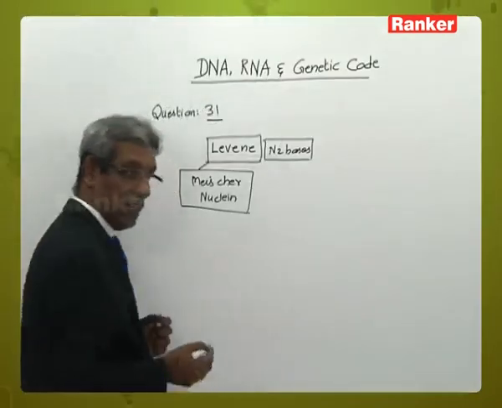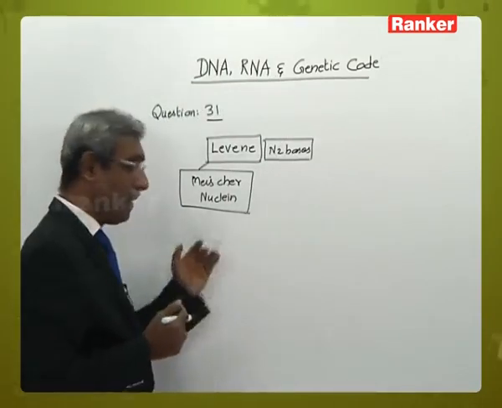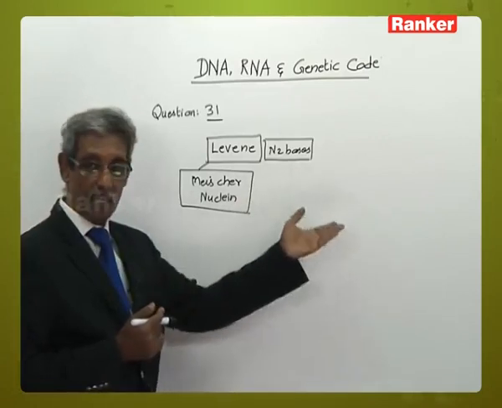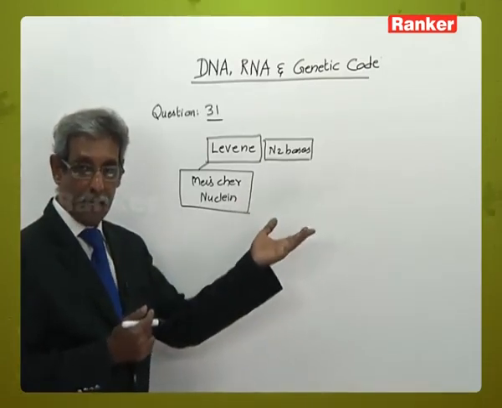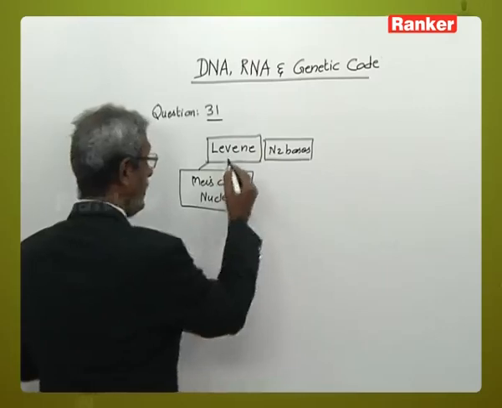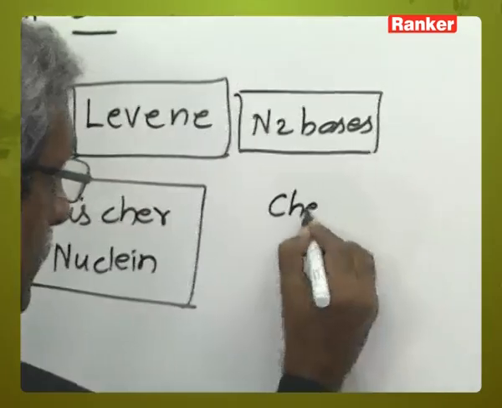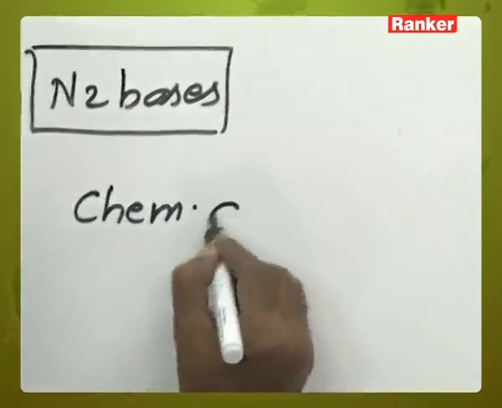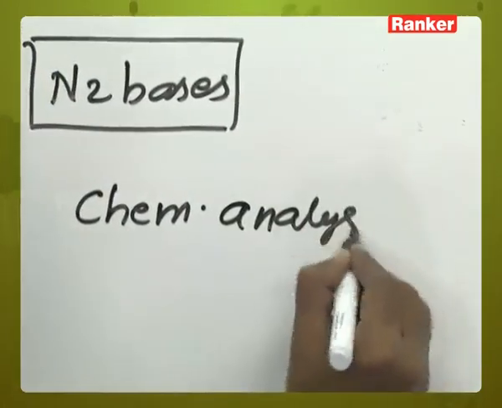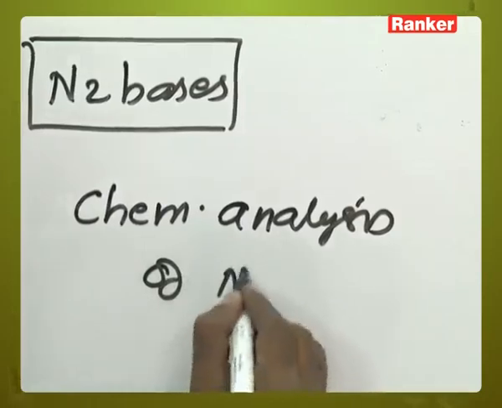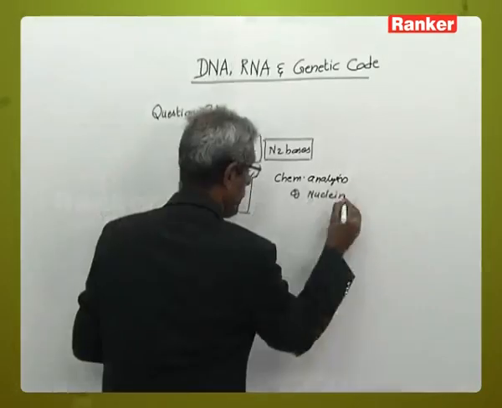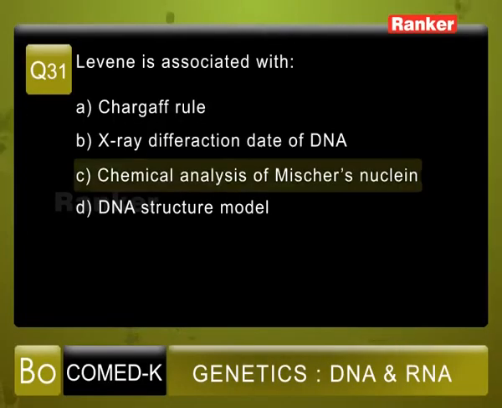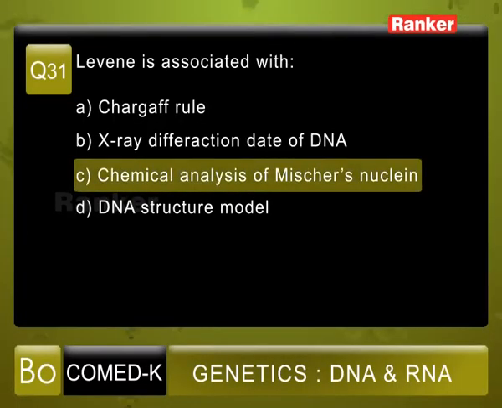Later on, Chargaff and others studied the X-ray diffraction studies, and based on all these historical edifices, Watson and Crick proposed the DNA model. Hence, the correct analysis is Levene is associated with the chemical analysis of nuclein. Hence the answer is C.